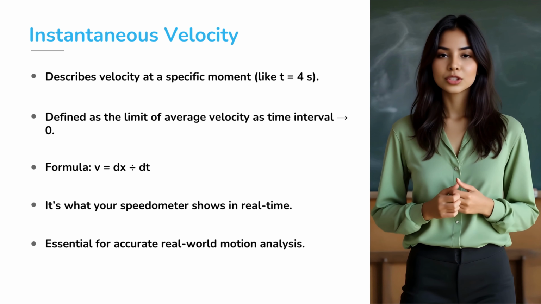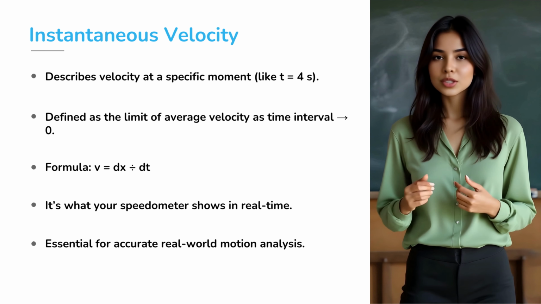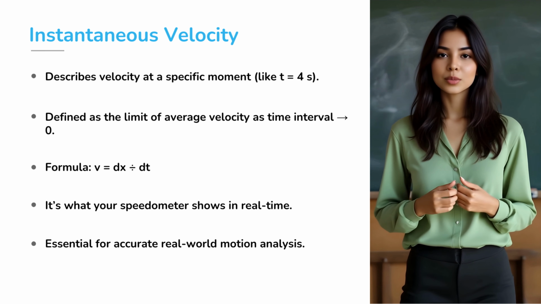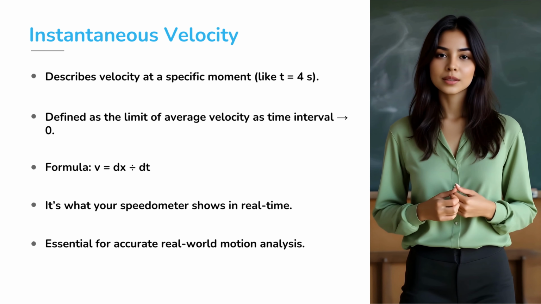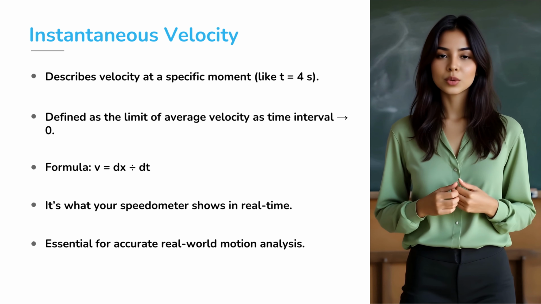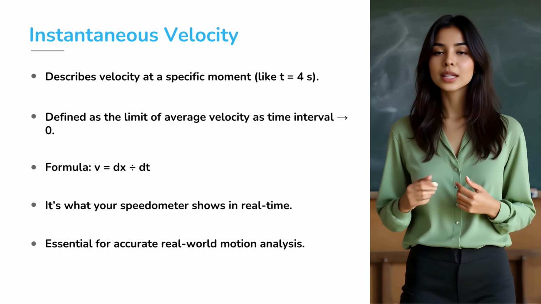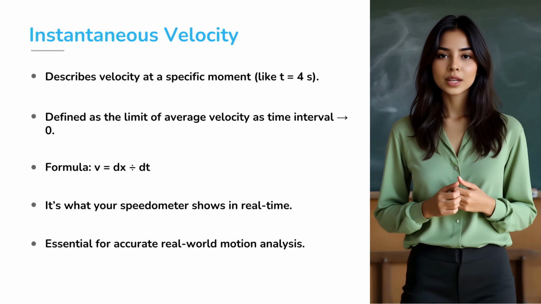But what if we want to zoom in? What if we want to know exactly how fast an object is moving at a specific instant, say at t equals 4 seconds? That's where instantaneous velocity comes into play.